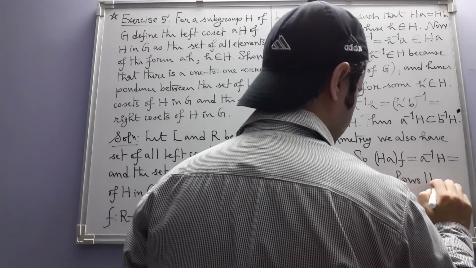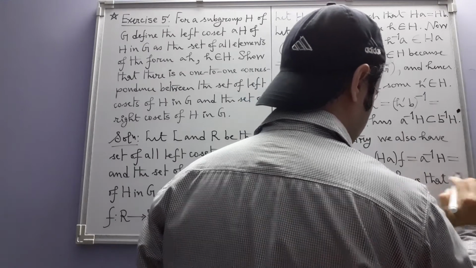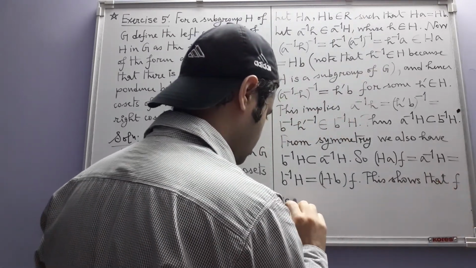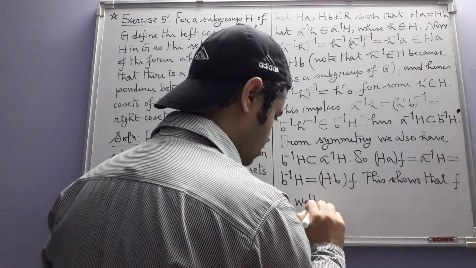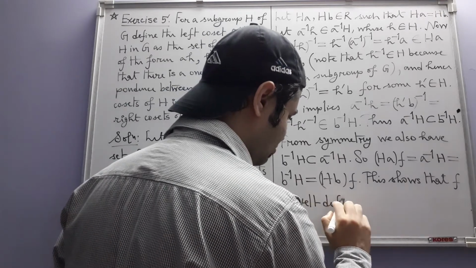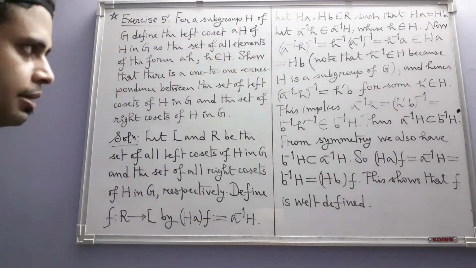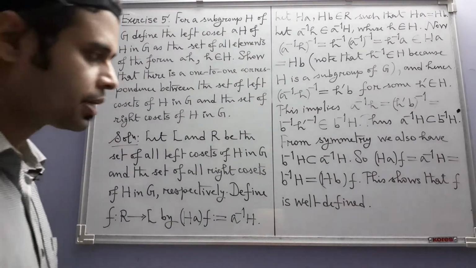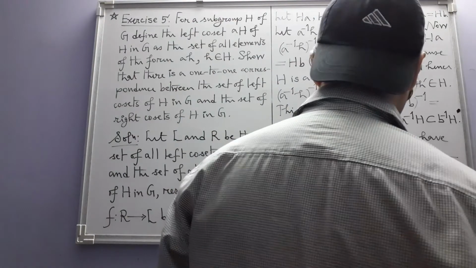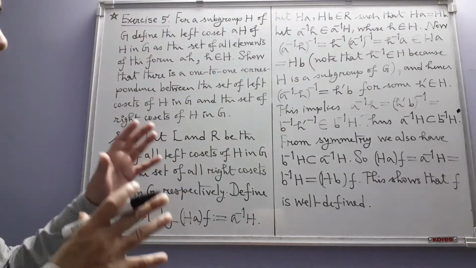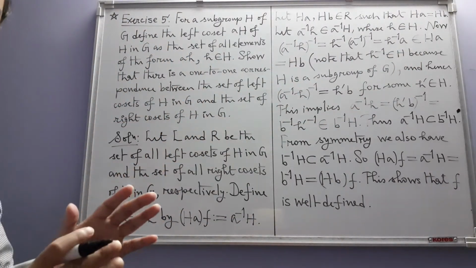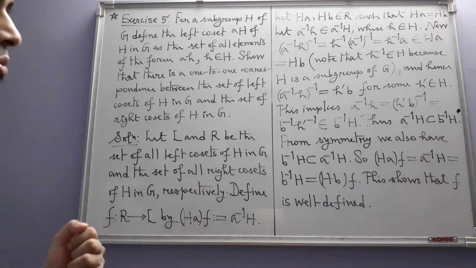This shows that F is well defined. That means F is a legitimate function and we can work with it. If it's not well defined, then it's not a function, it's only a relation. Okay, now we will show that F is one-to-one and onto.